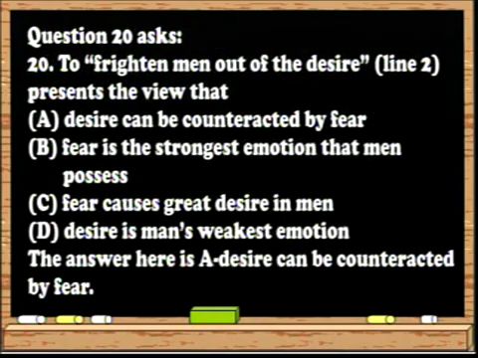Question 20 asks, to frighten men out of the desire, in line 2, presents the view that A. Desire can be counteracted by fear. B. Fear is the strongest emotion that men possess. C. Fear causes great desire in men. D. Desire is man's weakest emotion. The answer here is A. Desire can be counteracted by fear.